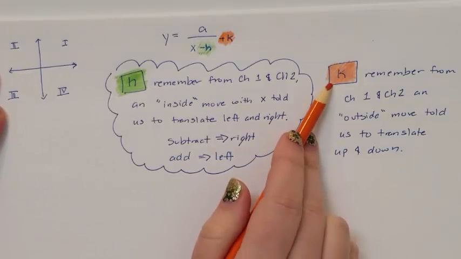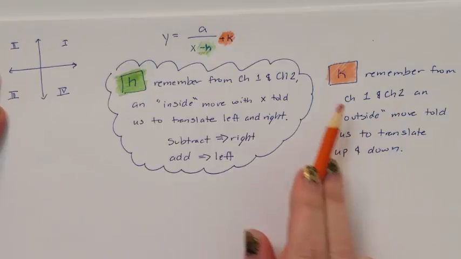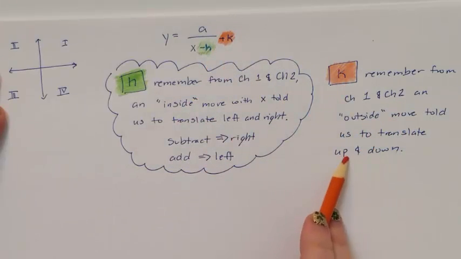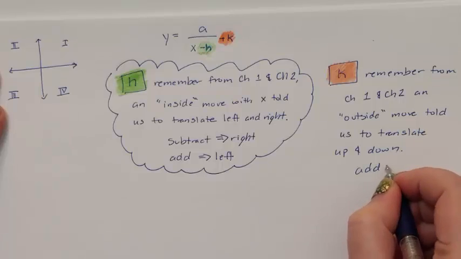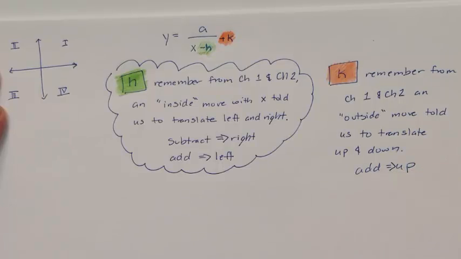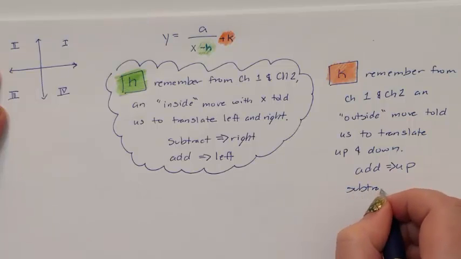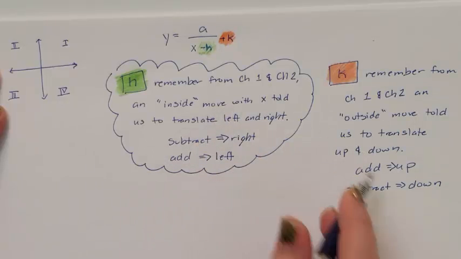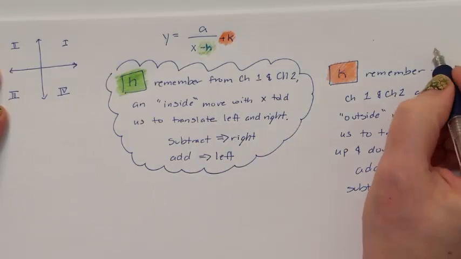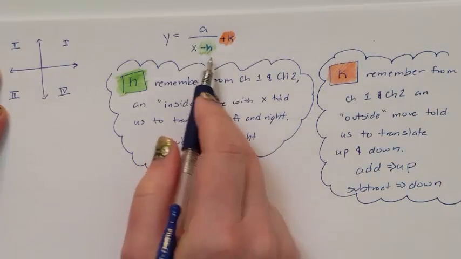The next part is the k. If you remember from back in chapters 1 and 2, when we had an outside add or minus move, that told us to go up or down. If it was an outside add, we were translating our graph up. If it was an outside subtraction, we were translating our graph down. So we're going to use what we remember of chapters 1 and 2 to translate our hyperbolas left and right, up and down.